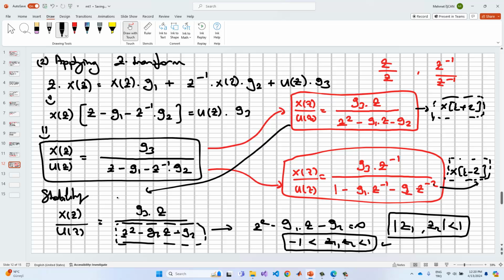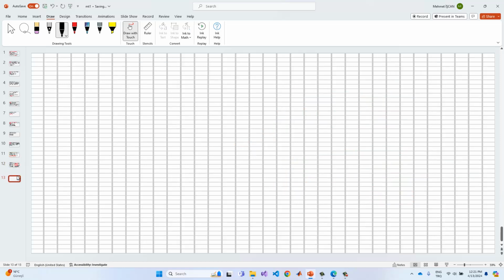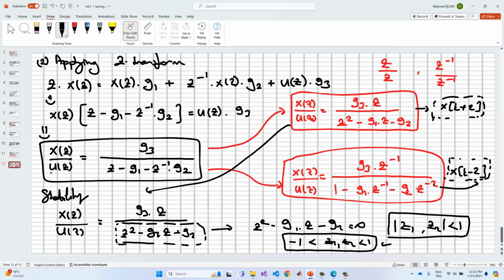Okay, so this is the second order system implementation of the equation, and so the problem solving session is ended right now. Okay.